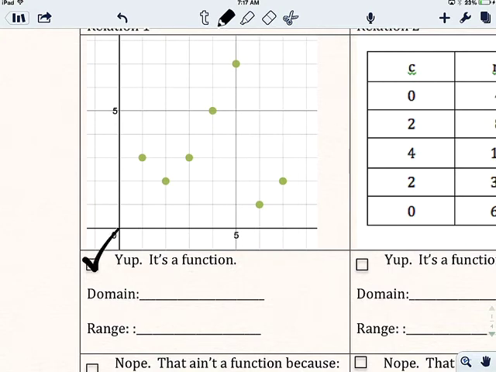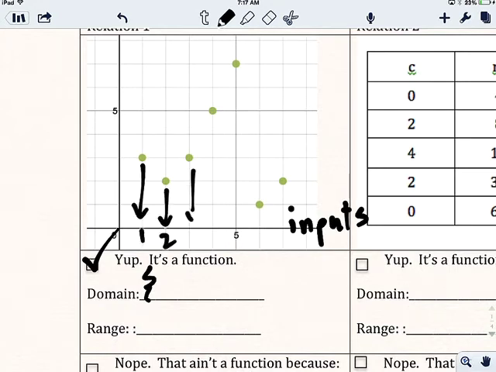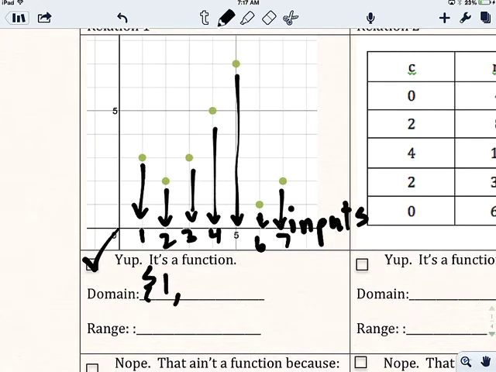So now I need to look at its domain, and its domain is the set of inputs, which is along this axis down here. I'm going to make my pen slightly smaller. So the domain, I'm going to make a nice organized list. It looks like there's a point here at 1, 2, 3, 4, 5, 6, and 7. So 1, 2, 3, 4, 5, 6, 7.